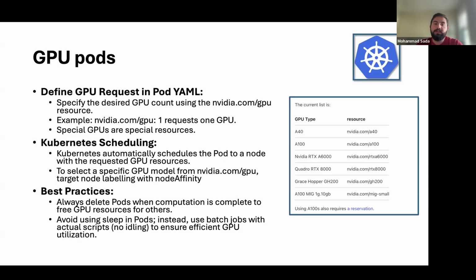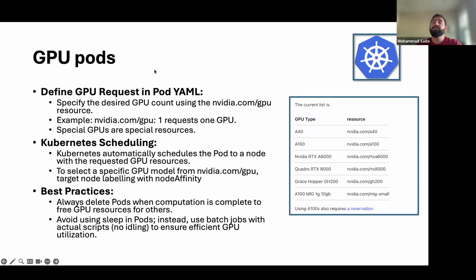The other thing here is GPU pods. Defining GPUs as a resource is something you can do in Kubernetes YAML. The request for GPUs in pods is normally nvidia.com/gpu. We're going to show you that in a second.